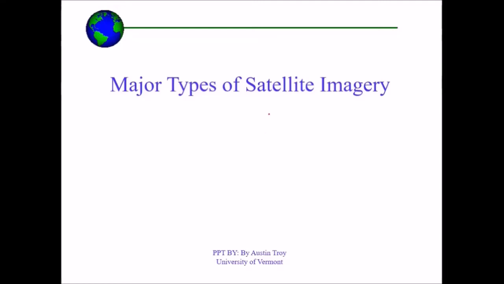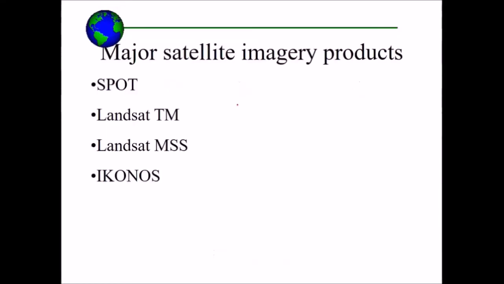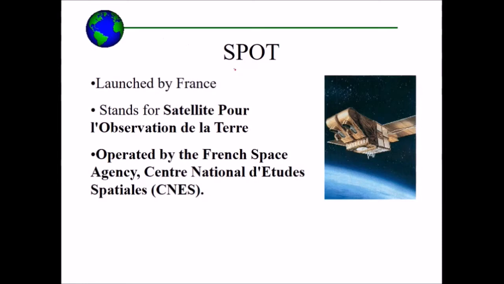Now let us see major types of satellite imagery. We will discuss SPOT, Landsat TM, that is Thematic Mapper, Landsat MSS, multispectral, and IKONOS. These are the major satellite imagery products used in various institutions and industries. So let us start with SPOT.